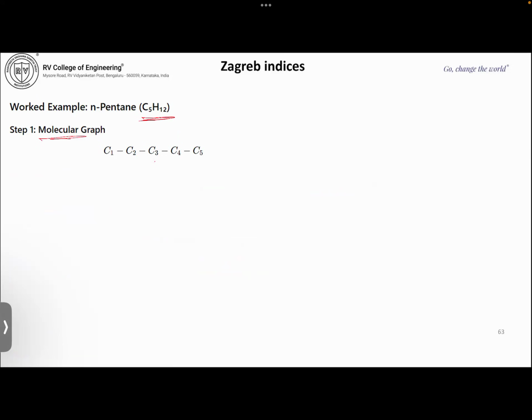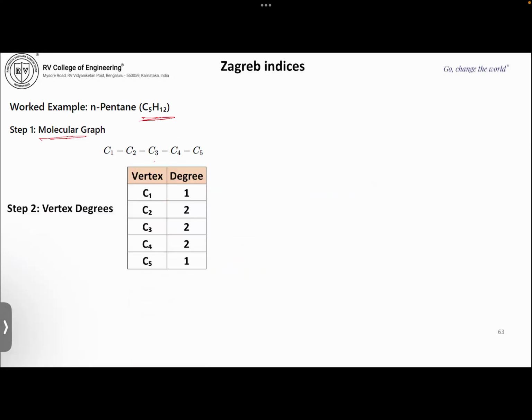Okay, so then identify the vertices. So there are 5 vertices: C1, C2, C3, C4, C5, and the degree. Degree is the number of neighboring atoms to which it is attached. For example, if you take C1, right? C1 is attached to only C2. So therefore, its degree is 1. But if you consider C2, it is attached to C1 and C3. So therefore, its degree is 2.